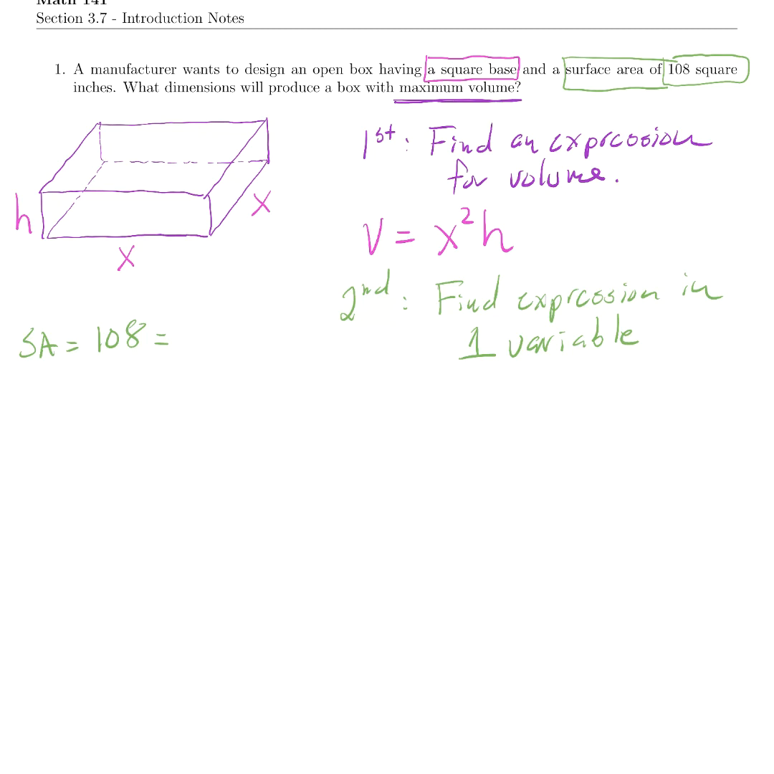We add up the area of all 5 faces in this case because it's an open box. So the area of the base is x squared, and the area of any one of these faces, which are x by h, they have area xh, and there are 4 of those. So we have 4xh as the surface area. This is the base, and these are the 4 faces.